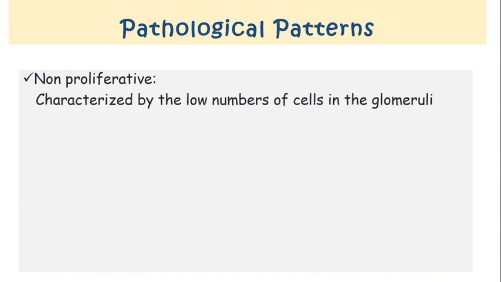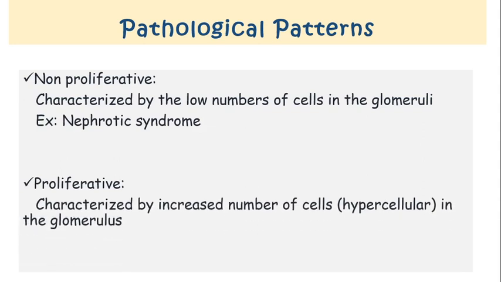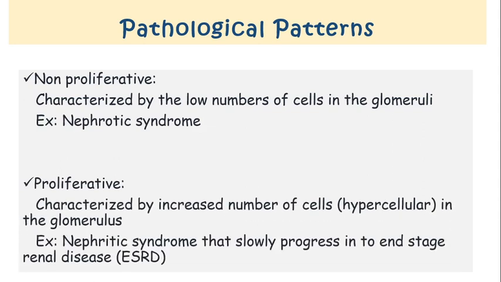Now we'll see the pathological patterns of glomerulonephritis. It's of two types. Non-proliferative type, where the cell number is reduced. Example is nephrotic syndrome. The other one is proliferative type, where the glomerulus becomes hypercellular. Example is nephritic syndrome. This nephritic syndrome can progress up to end-stage renal failure.